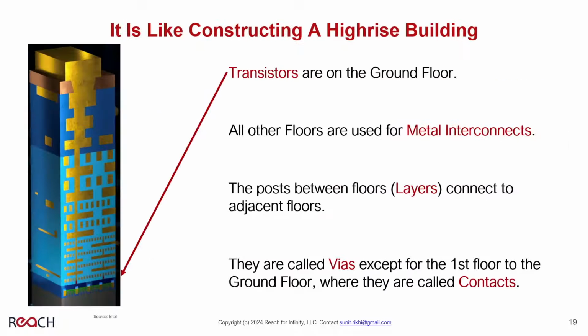Now, it's like constructing a high-rise building. One of the things is that transistors don't like to be on any other floor but the ground floor. So they all have to be on the ground floor. And so every other floor above is used for metal interconnects, the connections between transistors and to power. And between floors, you have these posts, and those posts are called vias.